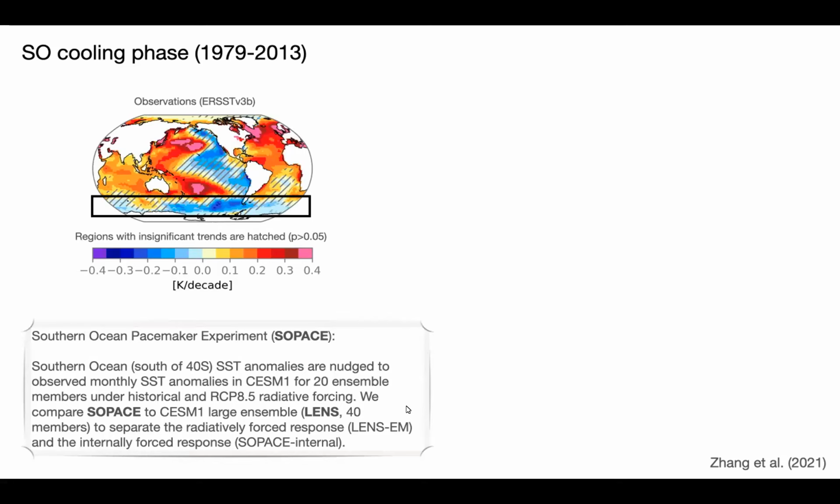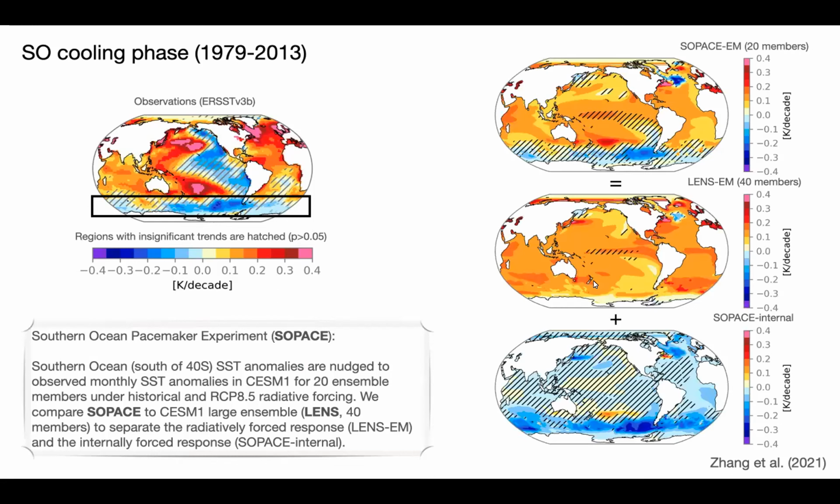And in that way, we can separate the radiatively forced response, which is represented by the ensemble mean of large ensemble lengths, and the internally forced response, which we call SO-PACE internal. Note that I haven't discussed the origin of the Southern Ocean variability, and that is outside of the scope of our study. But there are reasons for us to believe that the variability is internal in nature.